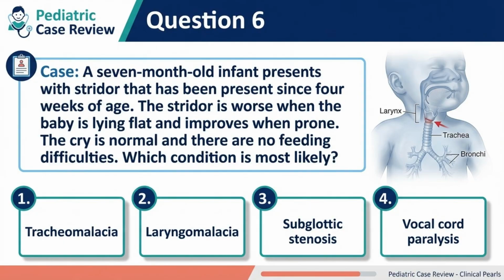Case number 6. A 7-month-old infant presents with stridor that has been present since 4 weeks of age. The stridor is worse when lying flat and improves when prone. The cry is normal. Which condition is most likely?